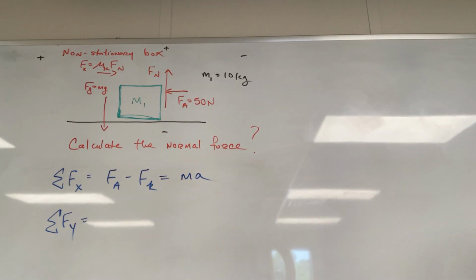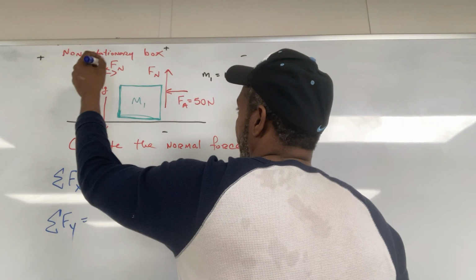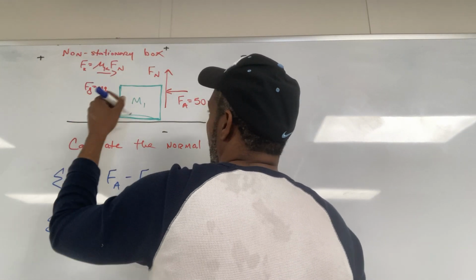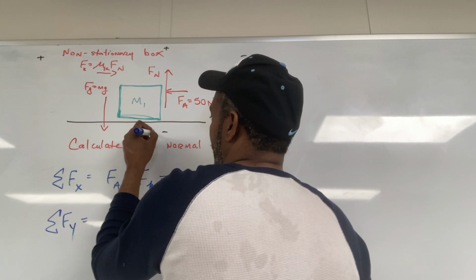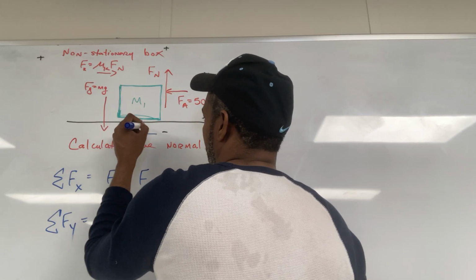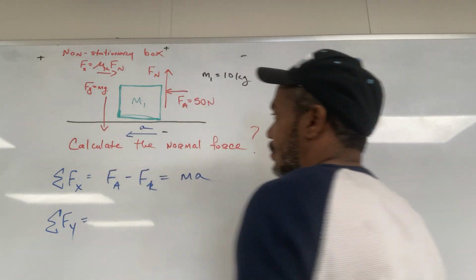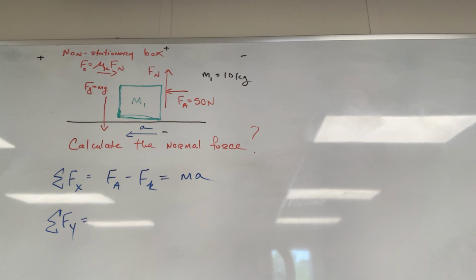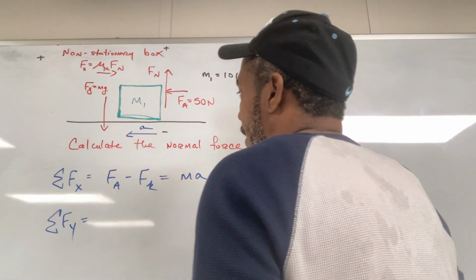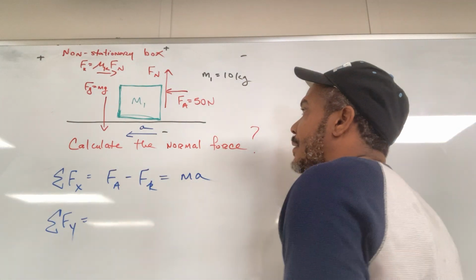Because we have a what? Acceleration. Right? This is a non-stationary box, so we're going to say the acceleration is this way. It's accelerating that way. It's non-stationary. It's going that way. And what about Y?